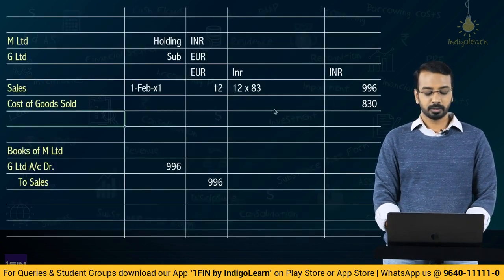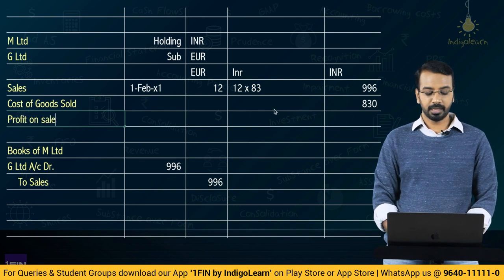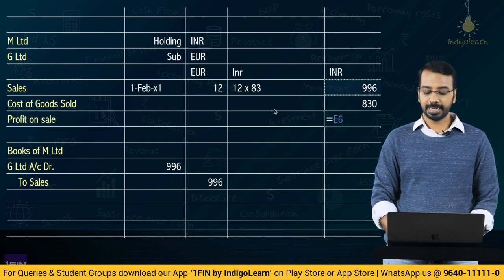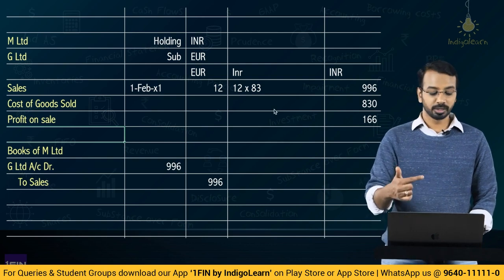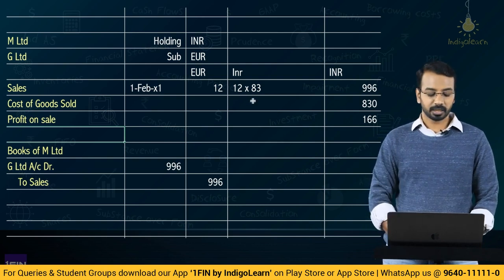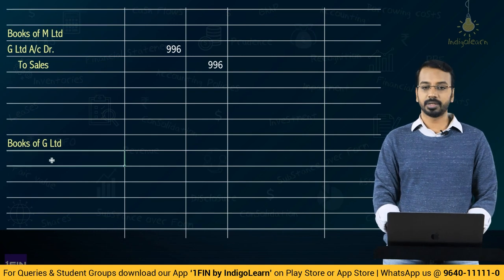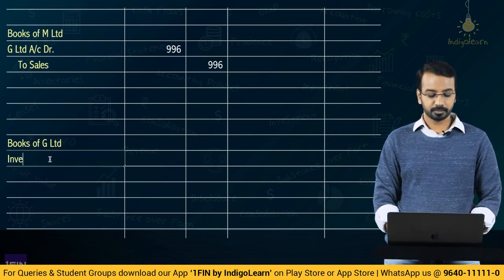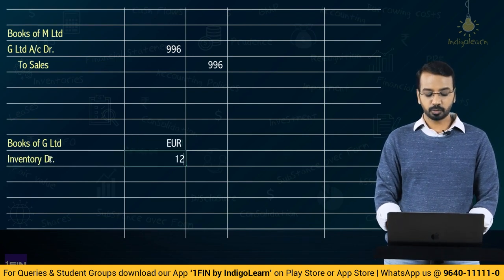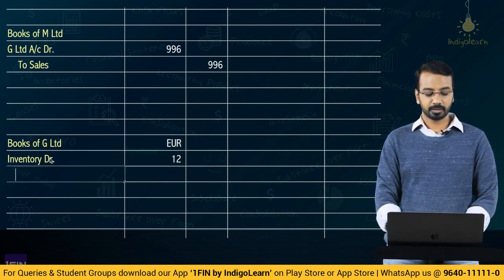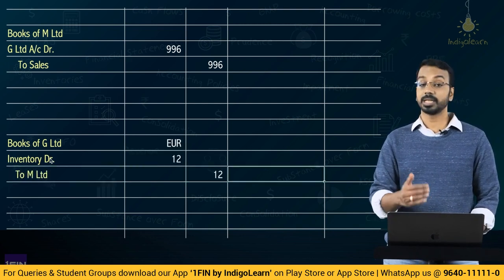So profit on sale will be how much? 996 minus 830, which is 166. That is what the holding company will record. Now coming to the subsidiary company, it will say inventory debit, this is all in euro, how much? 12 lakhs, and to M Limited 12 lakhs, which is payable, right.